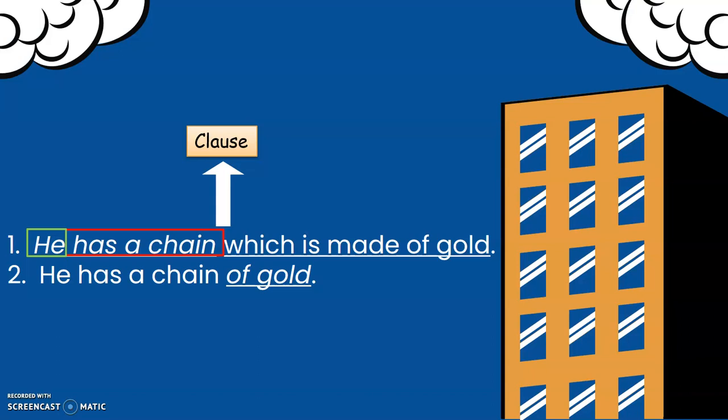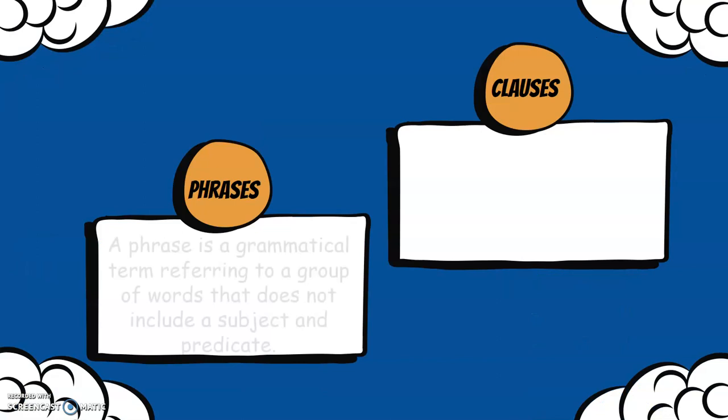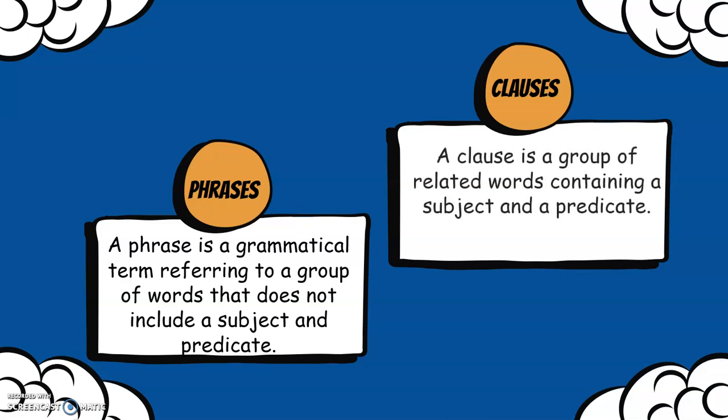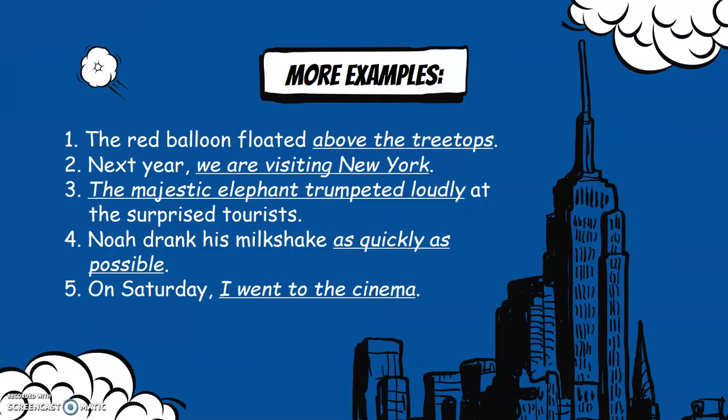Let's see the definition now. What is a phrase? A phrase is a grammatical term referring to a group of words that does not include a subject and a predicate. And what is a clause? A clause is a group of related words containing a subject and a predicate. Let's see more examples.